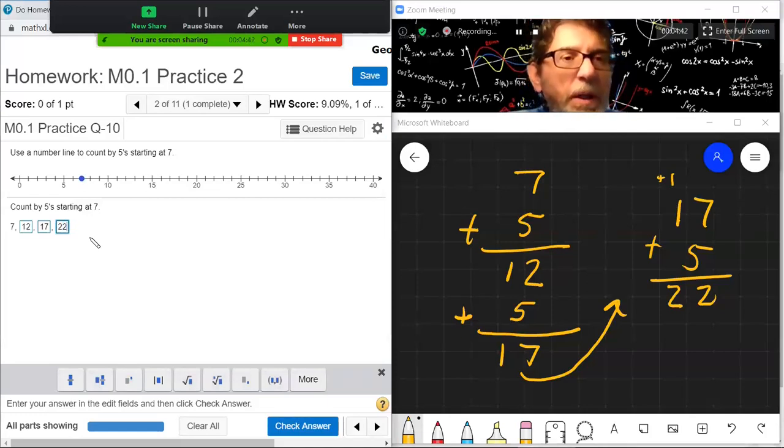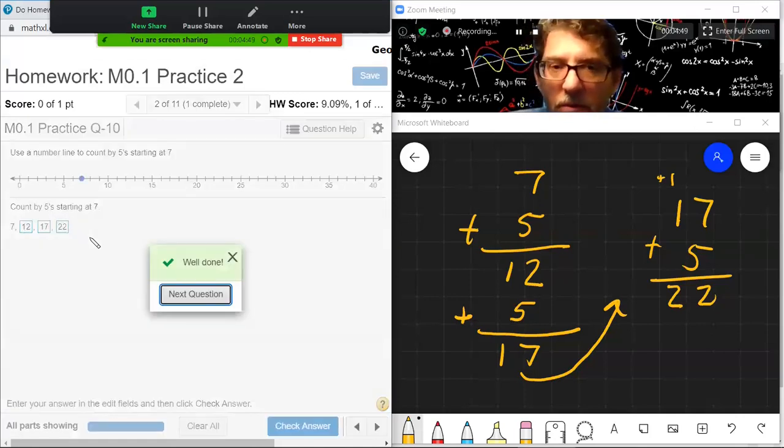So we're skipping, counting by 5s. We're skipping in between numbers, and we're landing on each 5th one.